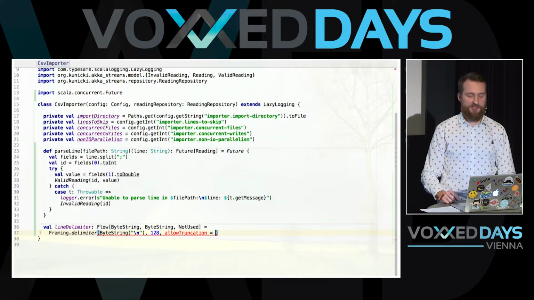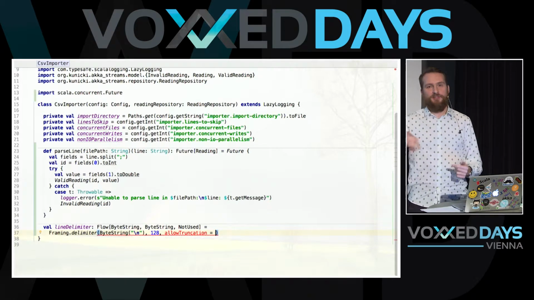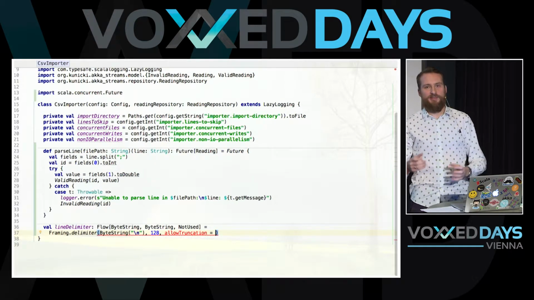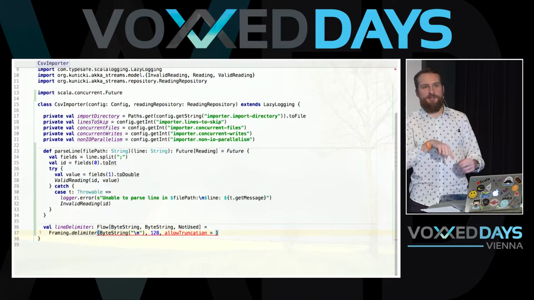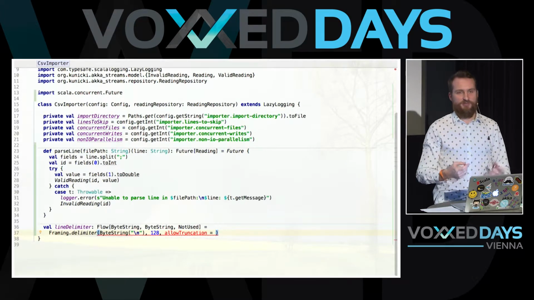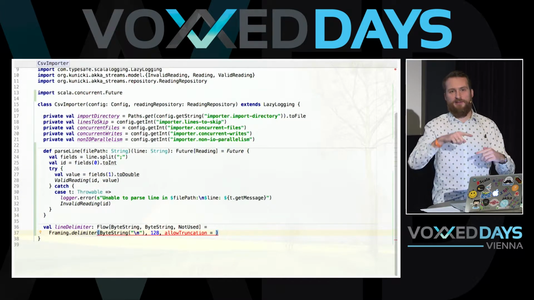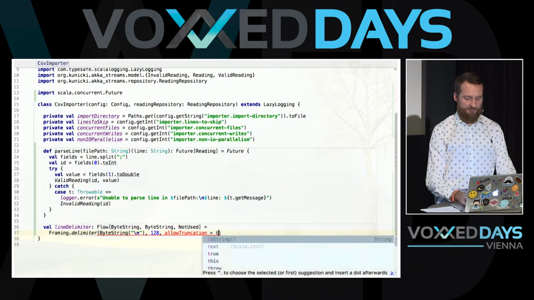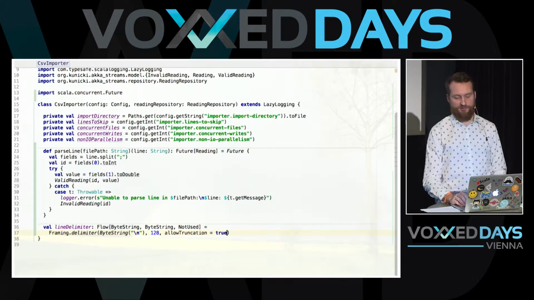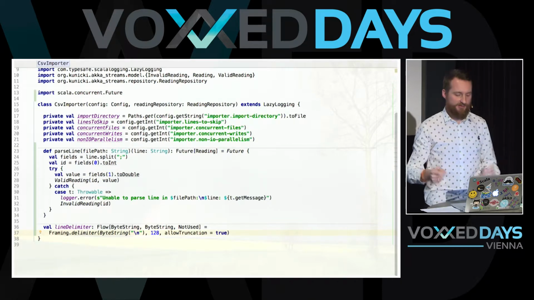It's called allow truncation, and it basically says what to do with a line that doesn't contain the delimiter at all. So if you have a file that doesn't have a new line character at the end, it tells Akka Streams what to do, because by default, if allow truncation is set to false, it will fail on a line that doesn't have a new line at the end. But if we set allow truncation to true, it will just process the last line without the new line character normally, so it wouldn't fail.